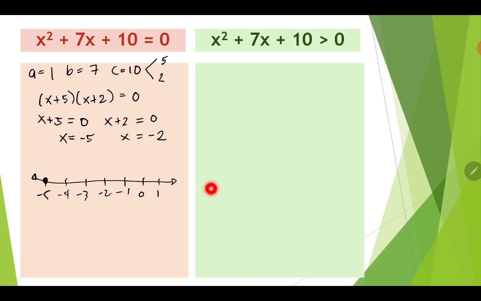Ibig sabihin, yung value ng x ay negative 5, tapos yung isa, solid line din sa negative 2, kasi ang pwede lang maging value ni x ay negative 2 and negative 5. Okay? Now, dito naman sa quadratic inequality, we have x squared plus 7x plus 10 is greater than 0.